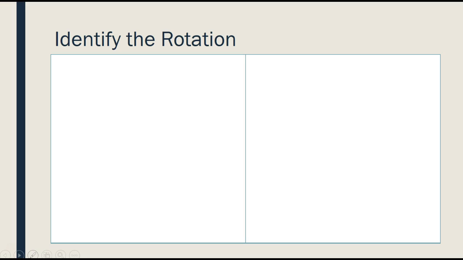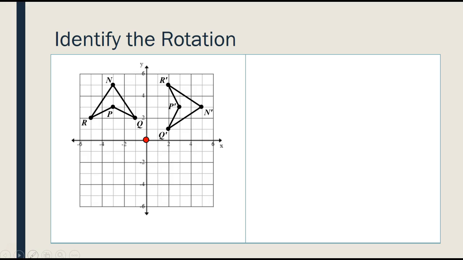So let's see if we can identify the rotation. In our first figure, we have our image and our pre-image. And it appears that we are moving in a clockwise rotation, and I would imagine it would be a 90-degree rotation. So we are rotating 90 degrees clockwise about the origin. Let's look at our next example.